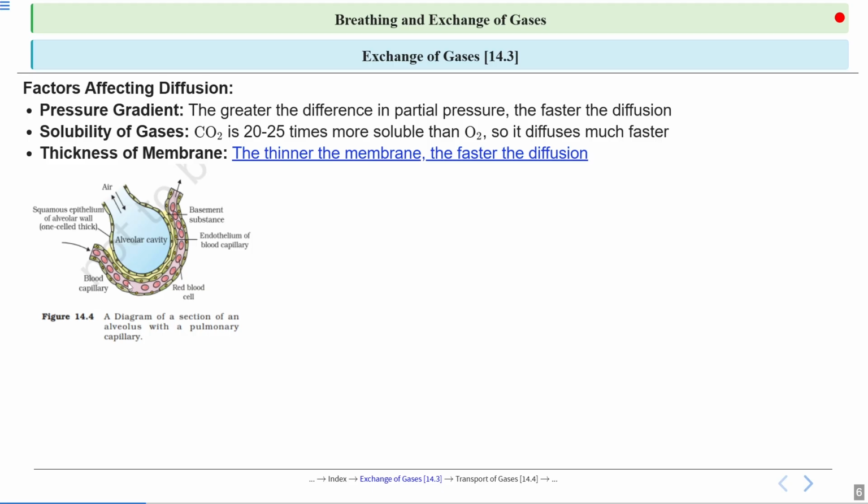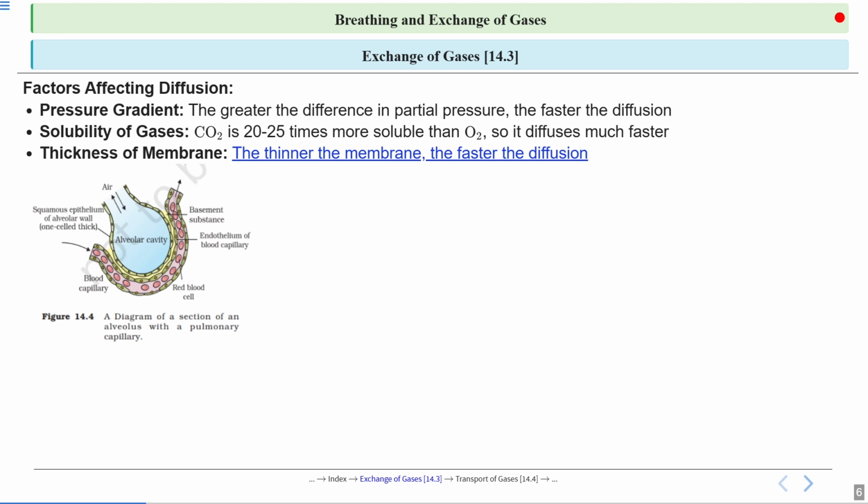And at the same time, the concentration of carbon dioxide is less in the alveoli, whereas in the blood capillaries it is higher. So carbon dioxide will also move from the region of higher concentration to the region of lower concentration, that is from the blood capillaries to the alveoli cavity, right? So in this way you can see both carbon dioxide and oxygen are moving through the pressure gradient or concentration gradient, right? It is very, very important.